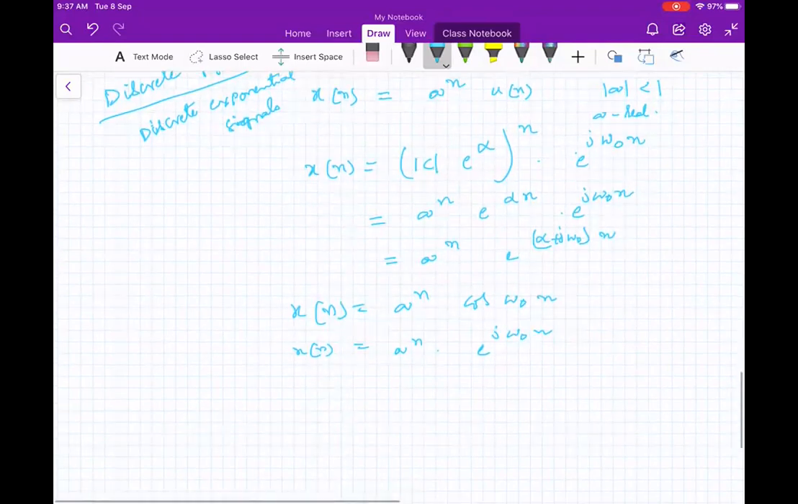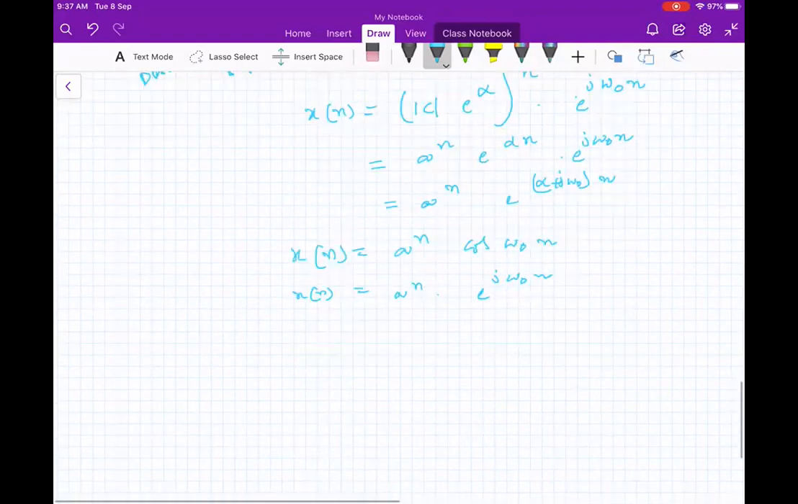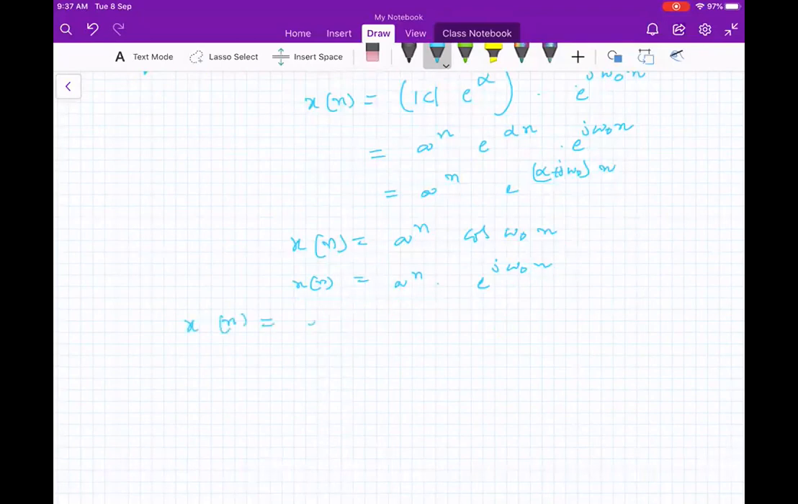Can some of you tell, is there any difference? Let us take a simple complex exponential signal, e power j omega naught n. How do I write this? I hope you know. e power j omega naught n equals cos omega naught n plus j times sin omega naught n.